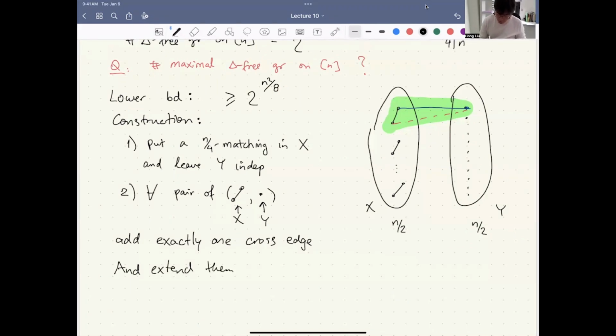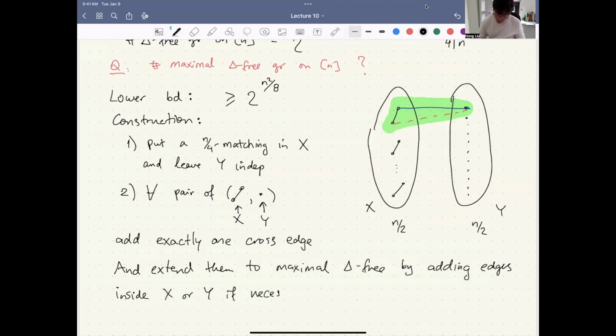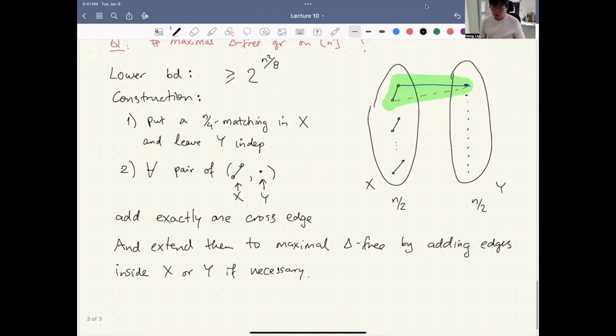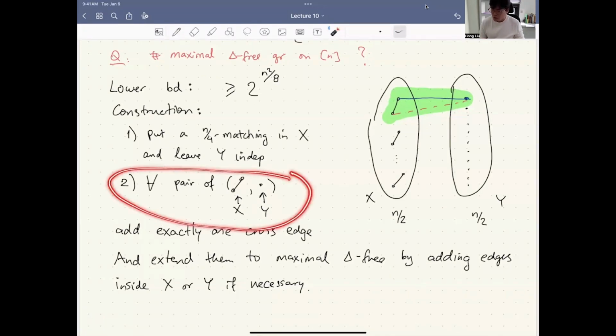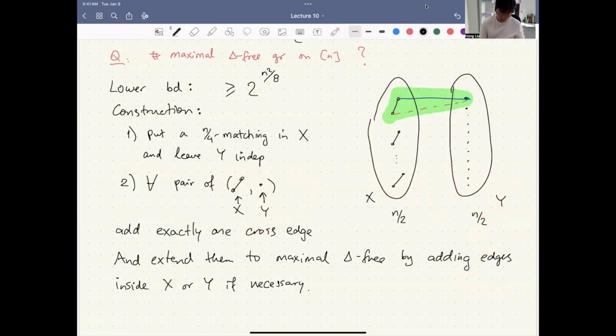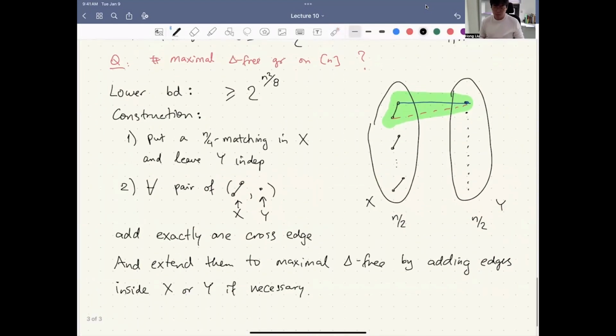And extend them to maximal triangle free by adding edges inside X or Y if necessary. Okay, how many such graphs do we generate? There are two choices here, and the number of pairs is n/4 times n/2, which is n²/8. So we have 2 for each such. This is it. Any question?